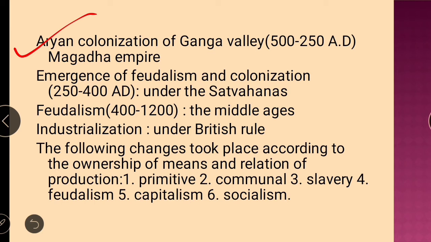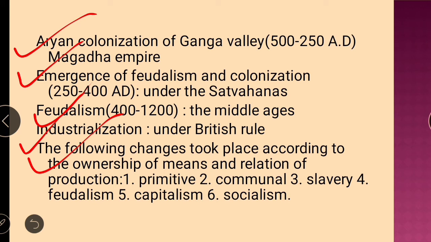basically covers the time period of 500 to 250 AD. Then there is the emergence of feudalism and colonization, where the Satavahana empire existed. Then we find feudalism, where the Middle Age dominates the period. And the last stage that he discussed is industrialization, which basically comes under British rule. According to him, the following changes took place according to the ownership of means and relations of production. Means of production and relations of production will be discussed in a later lesson.